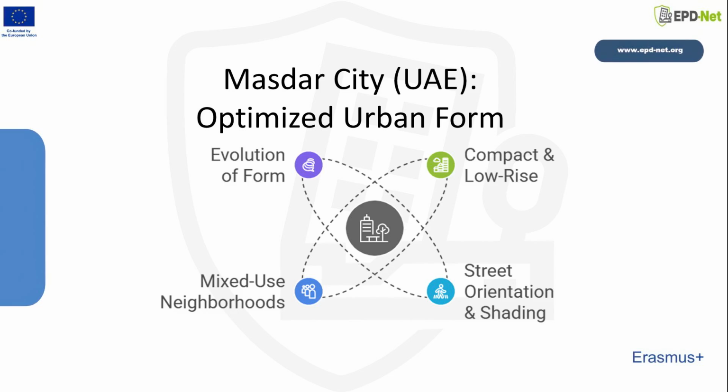Street orientation and shading. The city employs traditional passive cooling strategies, most notably narrow, shaded streets and green linear corridors. These spatial configurations are designed to mitigate heat, enhance natural ventilation, channel cool air, and expel hot air.